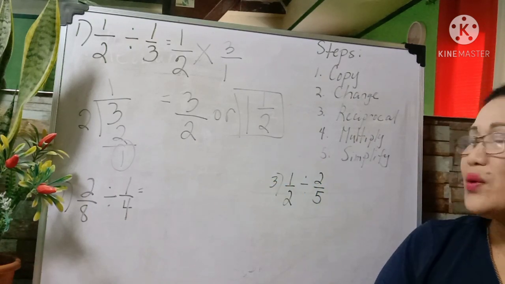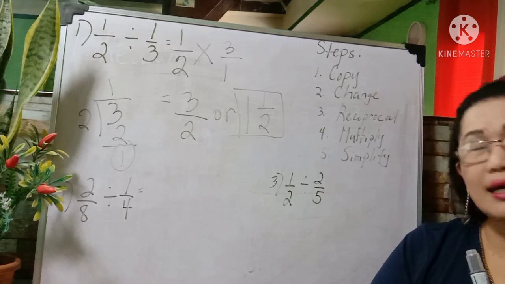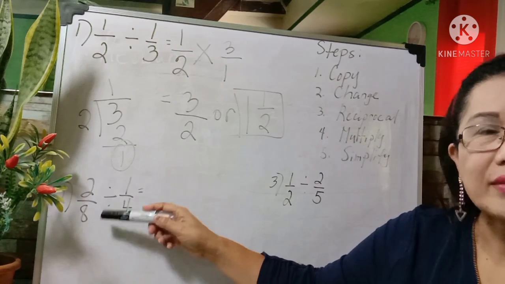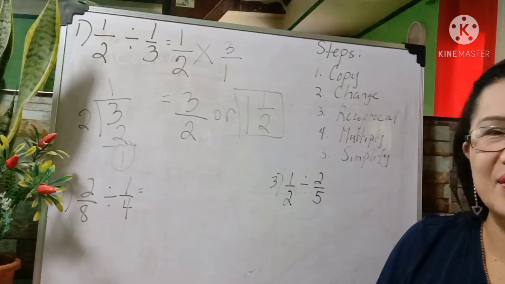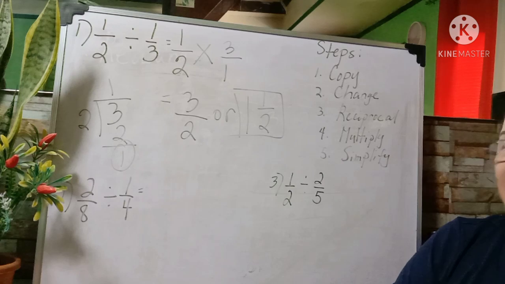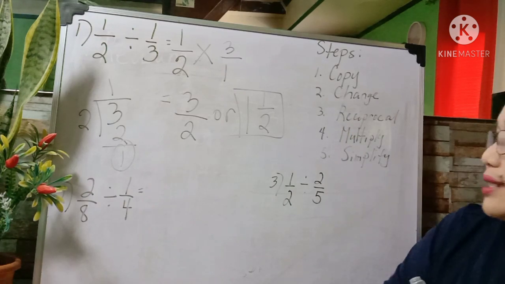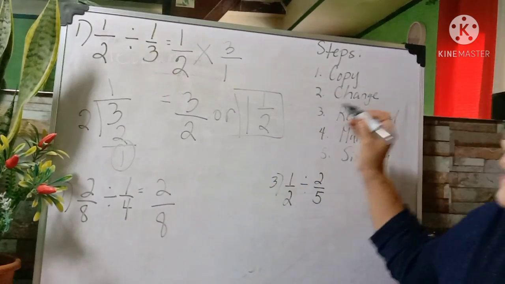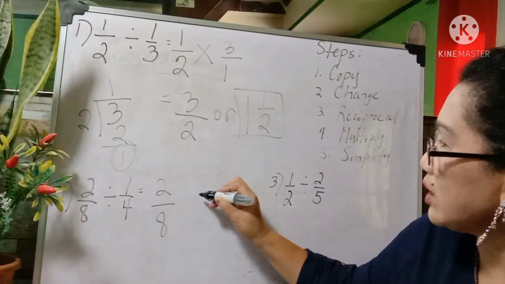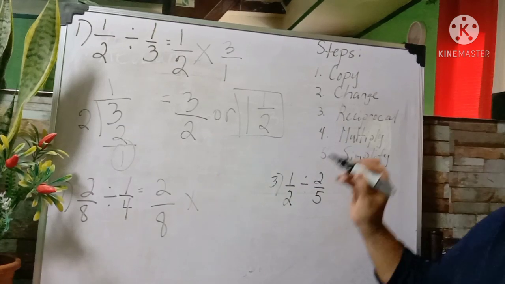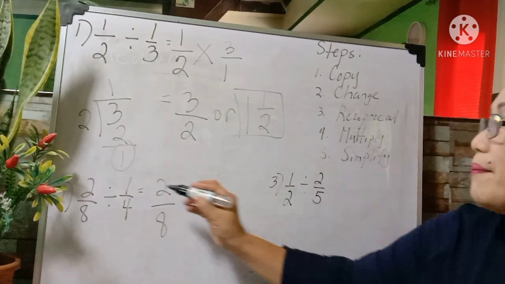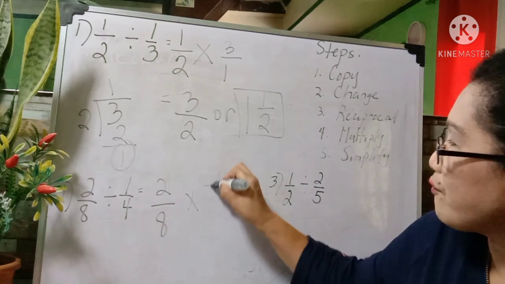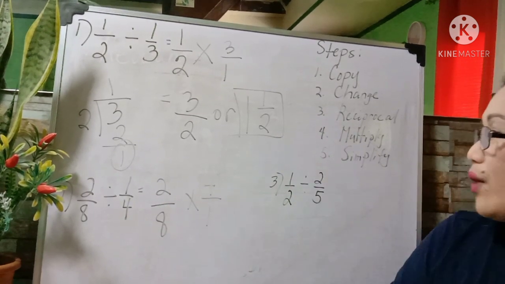Okay? So, if I will be giving you an example number 2, that is 2 over 8 divided by 1 fourth. Okay, so ulitin po natin ang ating steps. Number 1 is copy. So, you have to copy 2 over 8 and then change ang division, i-change mo sa multiplication. And then, reciprocal. Ano po yung kabaliktaran ng 1 fourth? Di po ba 4 over 1? So, magiging 4 over 1.